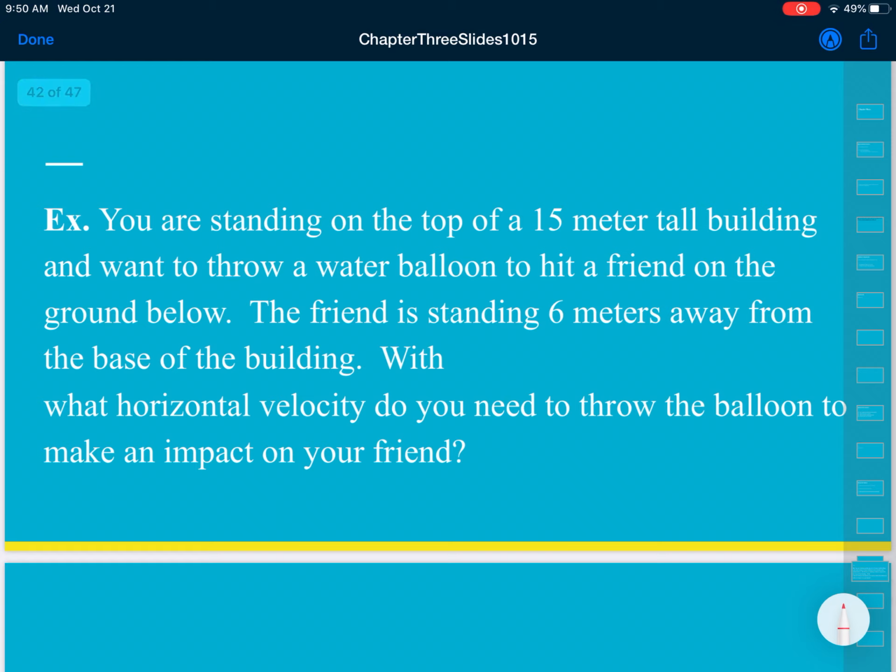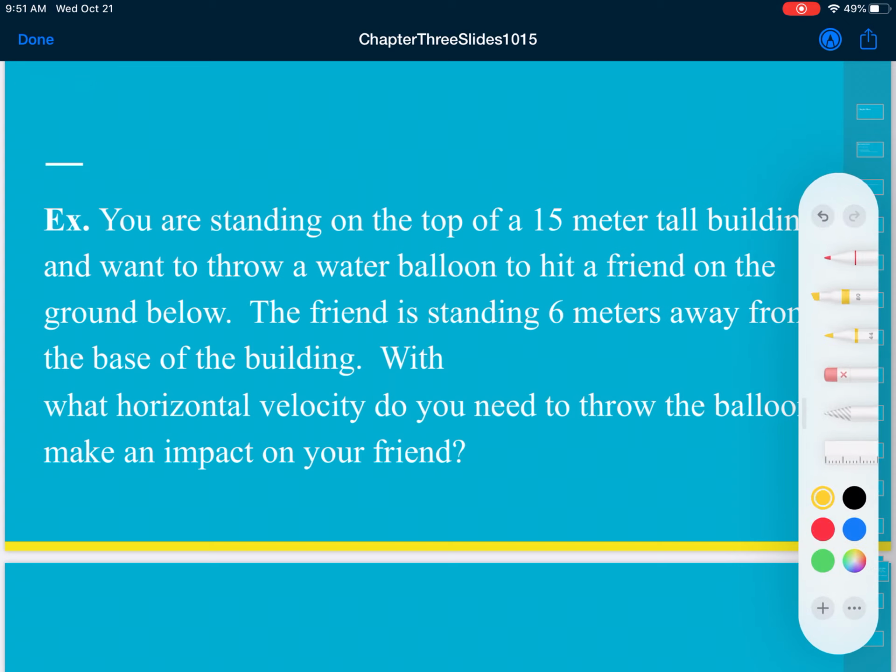All right, so today's question: you are standing on the top of a 15-meter tall building and you want to throw a water balloon to hit a friend on the ground below. The friend is standing 6 meters away from the base of the building. With what horizontal velocity?